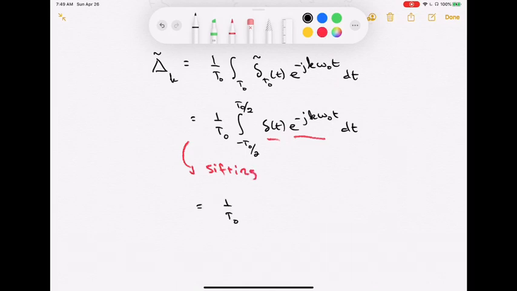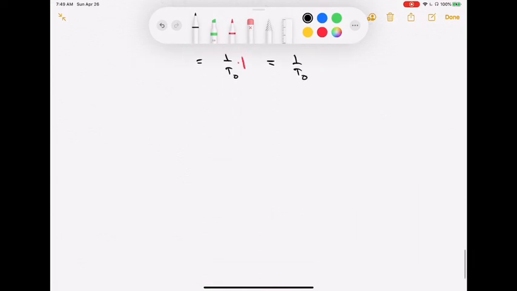So I'm going to have 1 over t naught, and I'm integrating a delta function times something. I'm just going to sift out that function evaluated when the delta was non-zero, which is at t equaling 0. So I sift out e to the minus jk omega naught t at t equaling 0. That's e to the j0, that's just 1. So I sift out a value of 1. And what am I left with? I'm left with my Fourier series coefficients being a constant, and the constant is just 1 by t naught. So that's simple. It doesn't matter what k value is. My cap delta sub k tilde is equal to 1 by t naught.